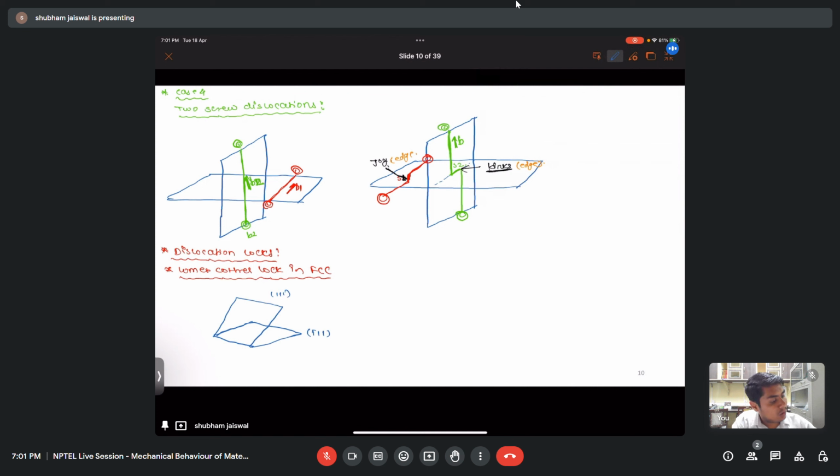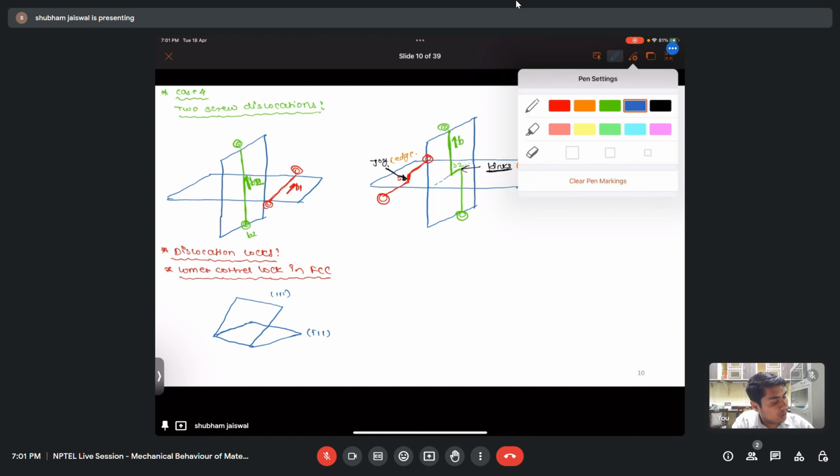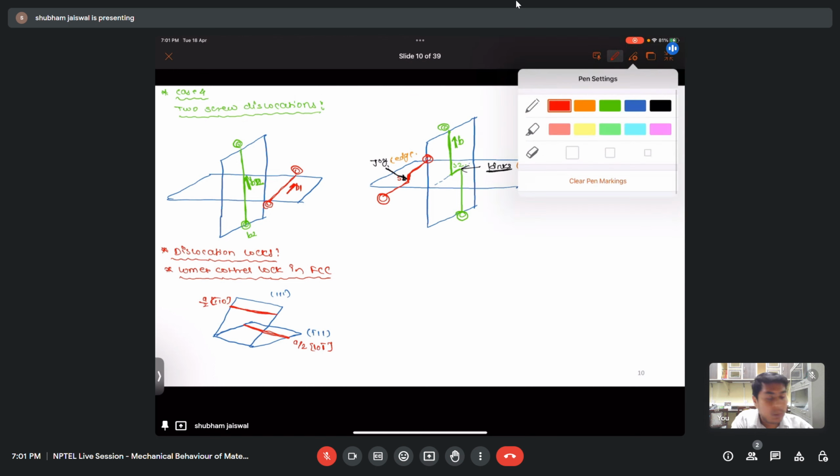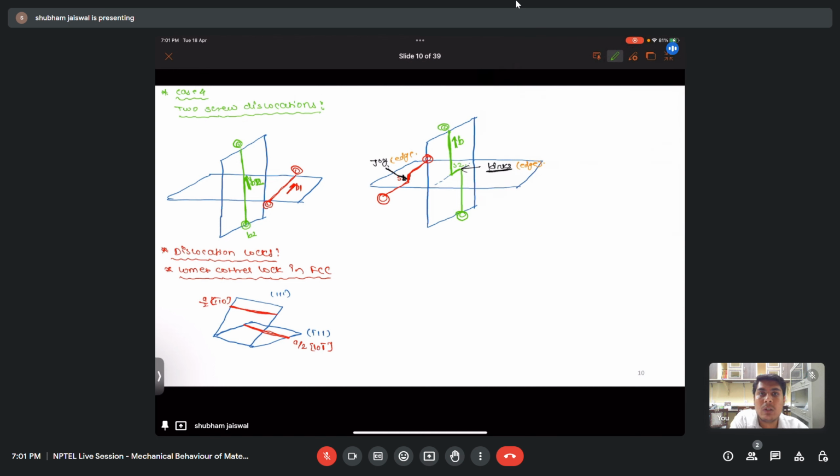So in this plane there is one dislocation. In (111), let's say it is 1-bar 2-bar 1 0 type, and here it is a/2 [1 0 -1]. In case of FCC, we have seen that this perfect dislocation will separate into two Shockley partial dislocations, because they are energetically favorable.